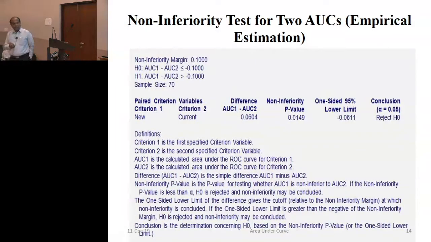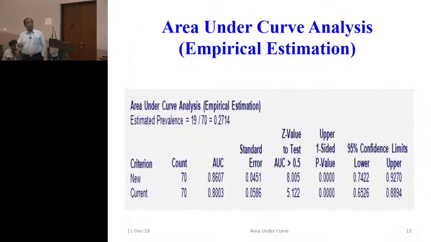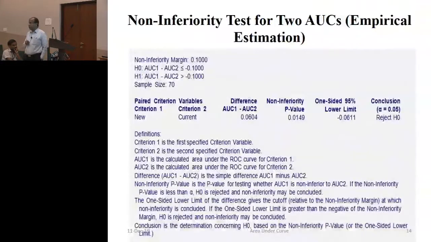The lower limit is 6%, which is well within the 10% non-inferiority margin. Therefore, you conclude that the second test is non-inferior. Now, supposing this is 12%, 0.12, then I would conclude that this is inferior.